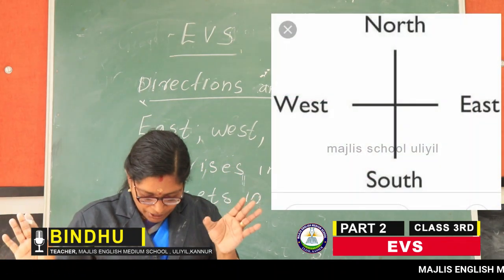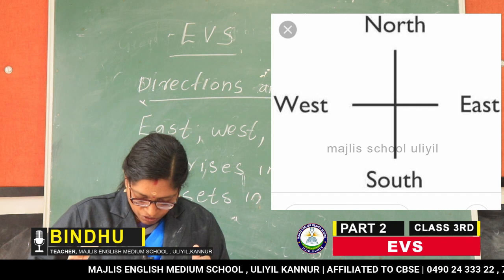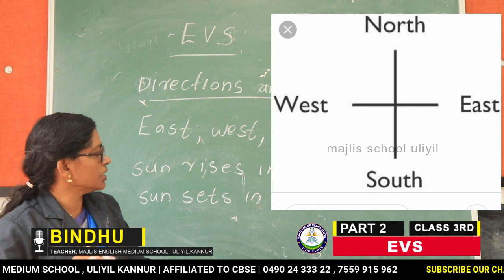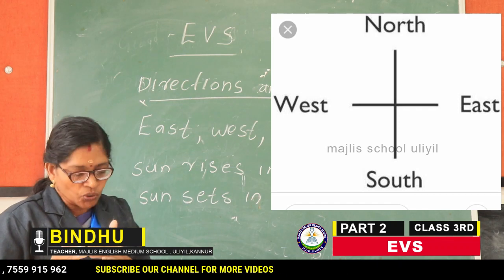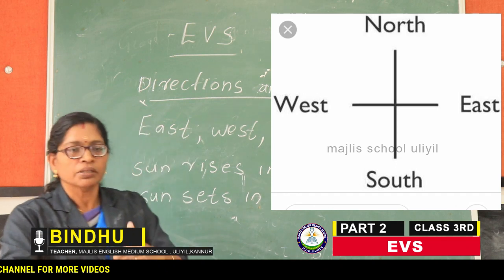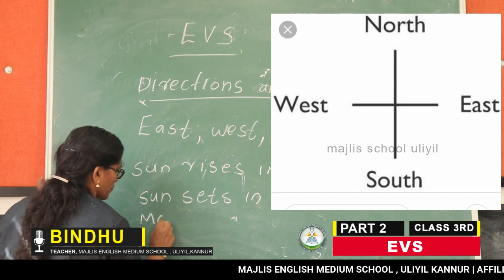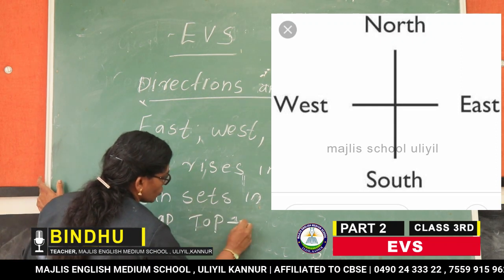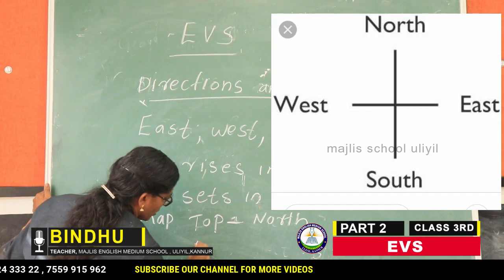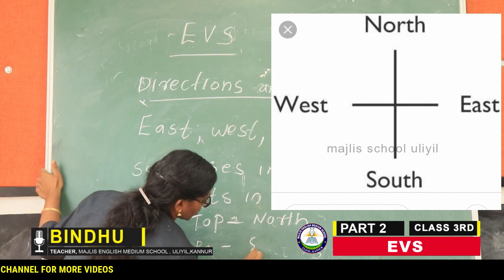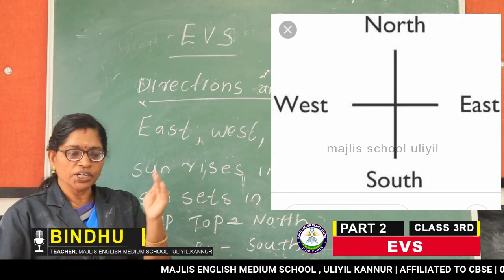Are you clear? But in a map, there are some differences. Look at the map. On the map, the top shows the north and the bottom shows the south. And how can you identify the directions?